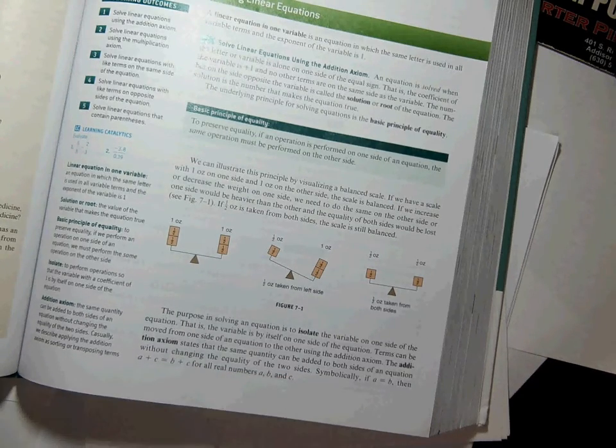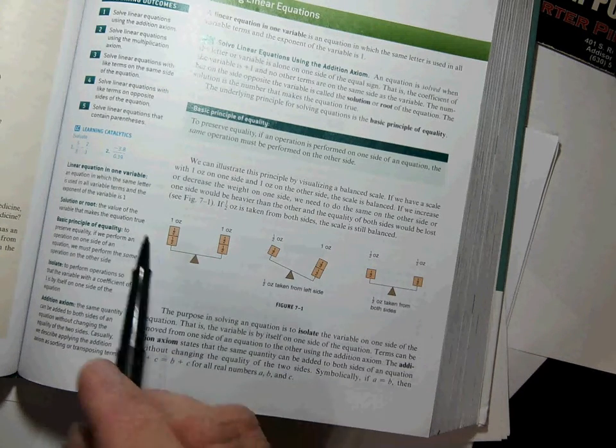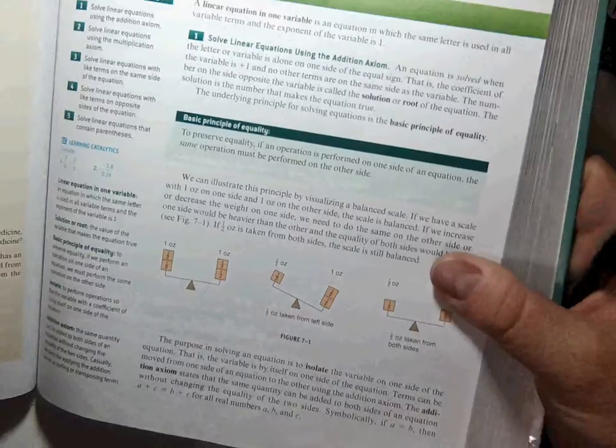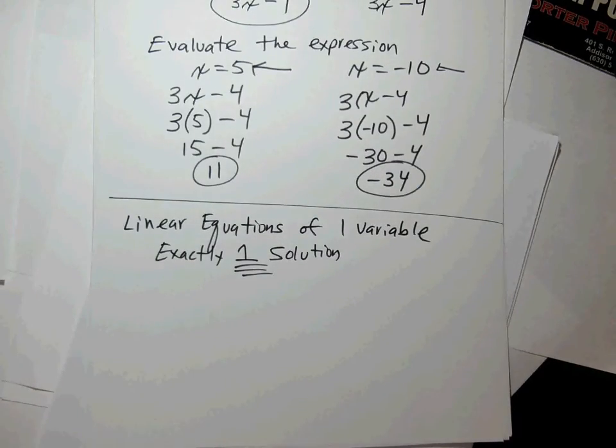The stuff on the left equals the stuff on the right. Okay, and if we want to make a change like yanking off a half an ounce on the one side, we better make the same change and yank out half an ounce on the other side, otherwise it won't be balanced anymore. Okay, and you're going to see how we do that. All right, nice. Let's do it.